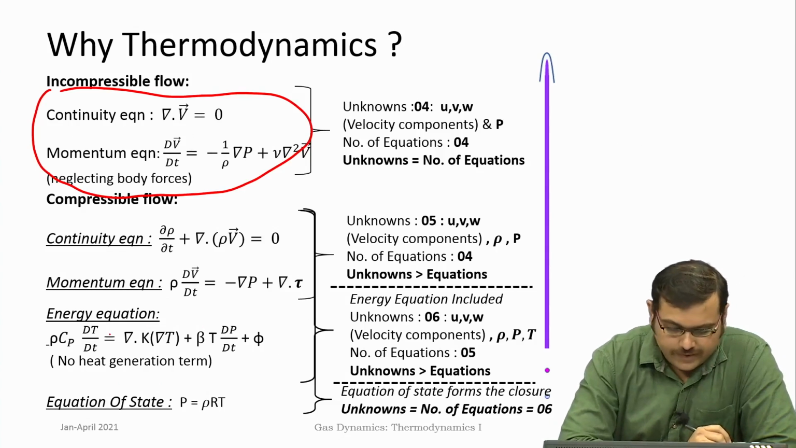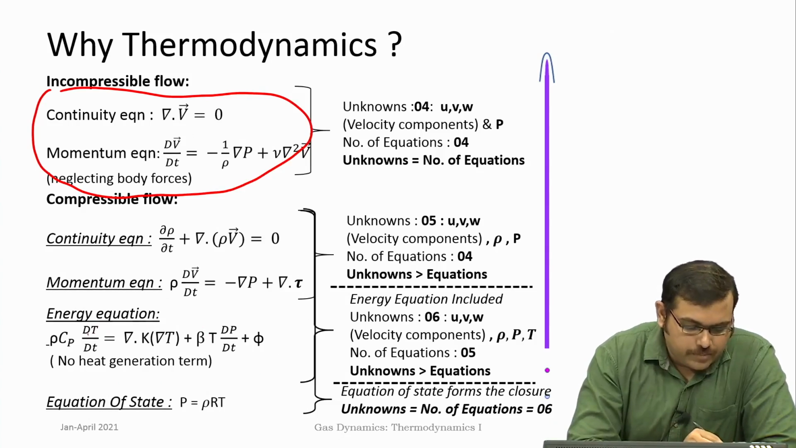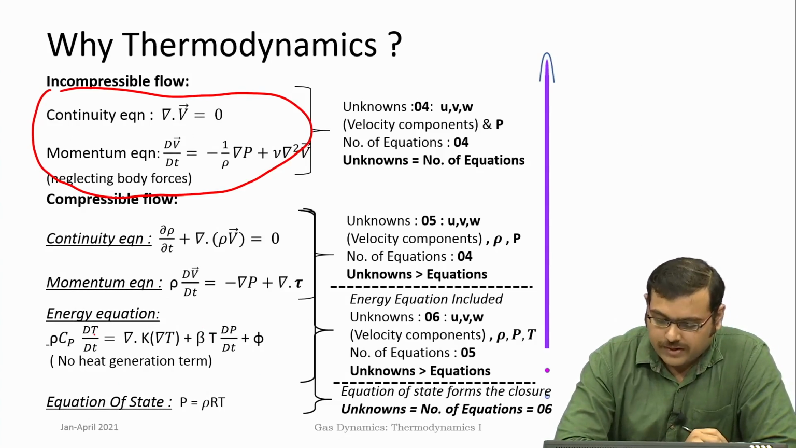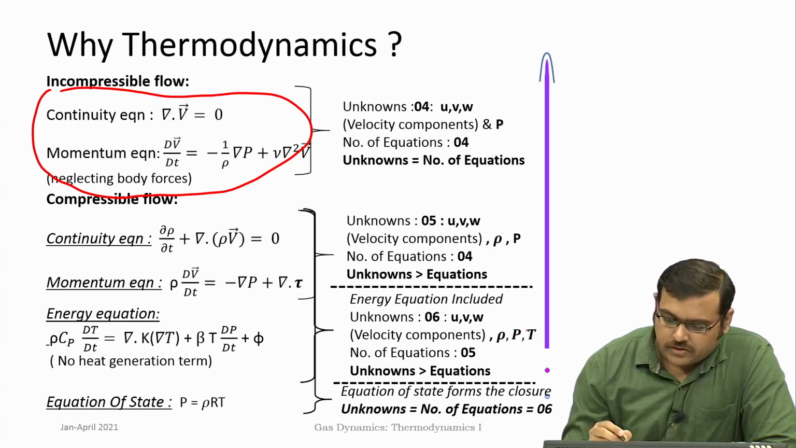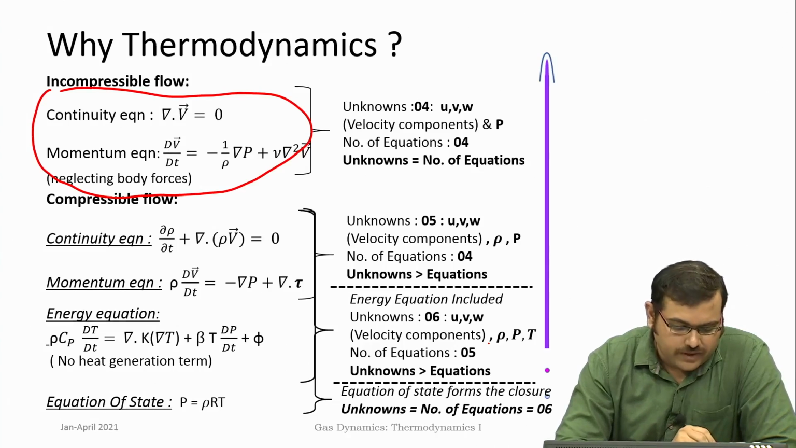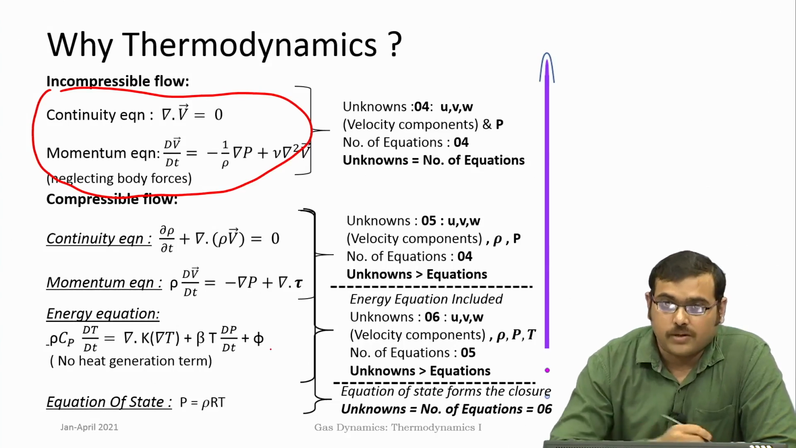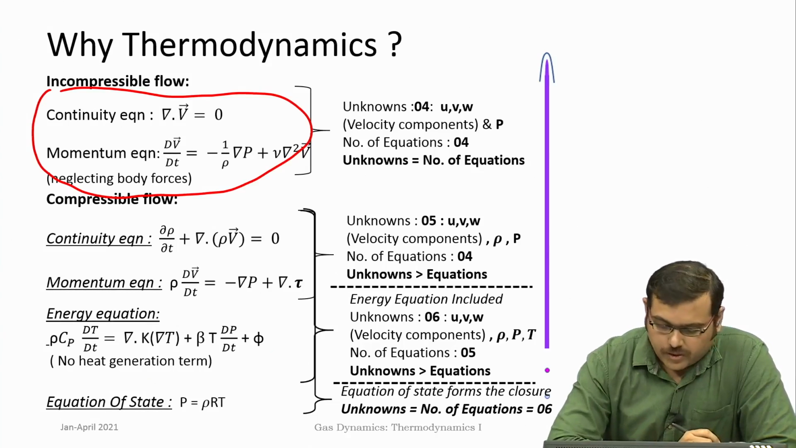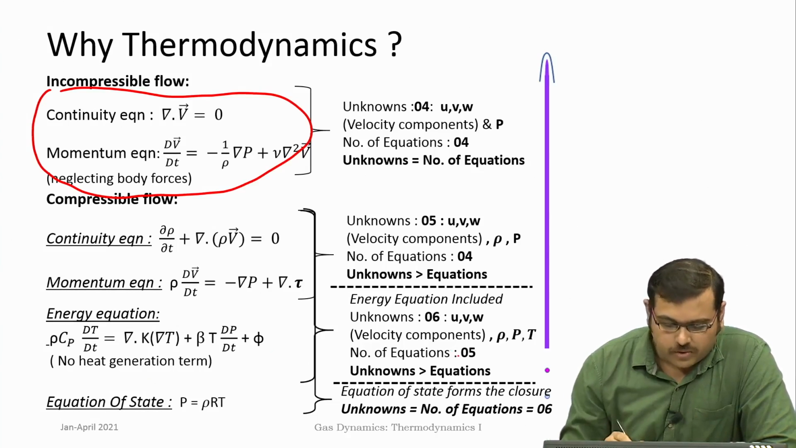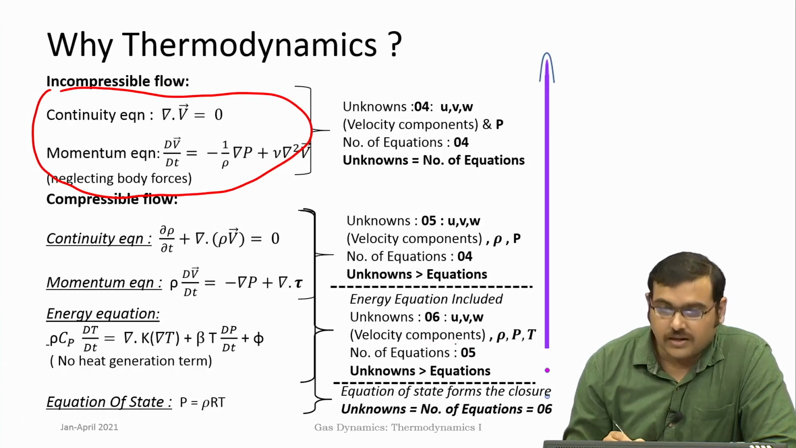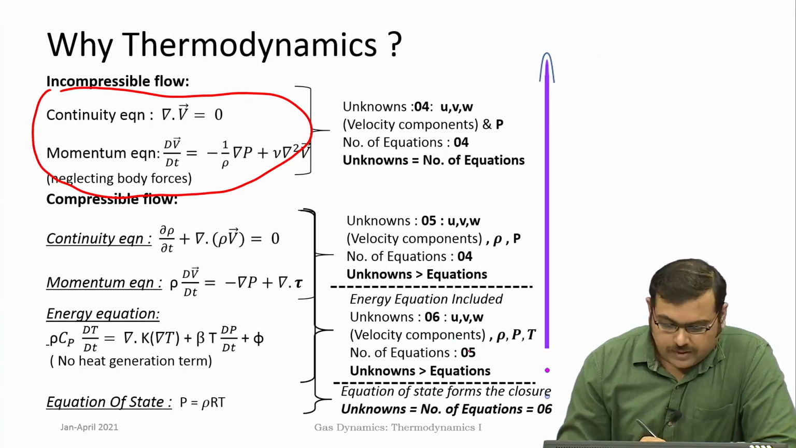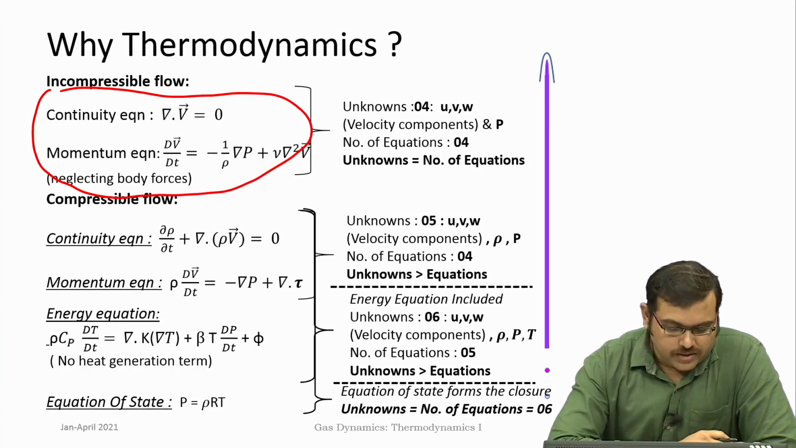When you add the energy equation, temperature becomes a variable. So an additional unknown is added, that is temperature. Now density, pressure and temperature are unknown, so you have a total of 6 unknowns. The energy equation is a scalar equation, so it is only a single equation and adds one more equation. So you have 5 equations. You have 6 unknowns and 5 equations, which means you need an additional equation to solve this problem.